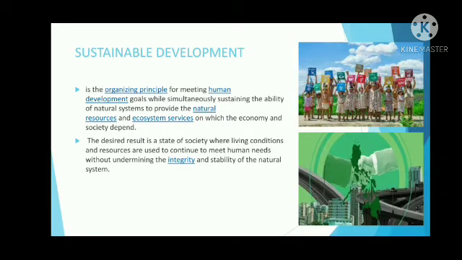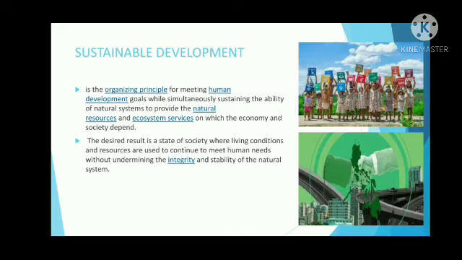Sustainable development is the organizing principle for meeting human development goals while simultaneously sustaining the ability of natural systems to provide the natural resources and ecosystem services on which the economy and society depend. The desired result is a state of society where living conditions and resources are used to continue to meet human needs without undermining the integrity and stability of natural systems.